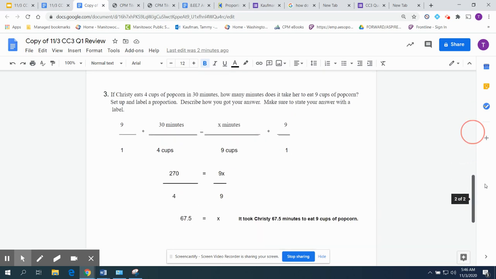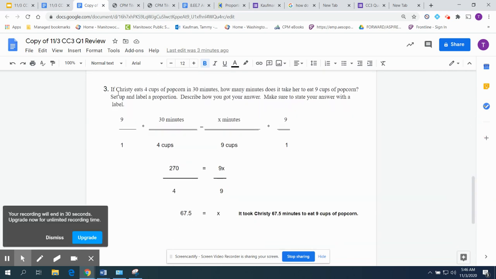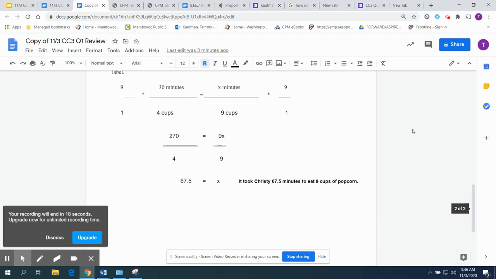The last problem is a proportion problem. Christy eats 4 cups of popcorn in 30 minutes. So I wrote my proportion. 30 minutes, 4 cups. I undid division, so I multiplied both sides by 9. And then I got 270 over 4 is equal to 9x over 9. Divided, and I got 67.5 is equal to x. Took Christy 67.5 minutes to eat 9 cups of popcorn.